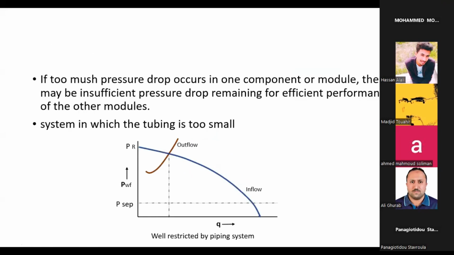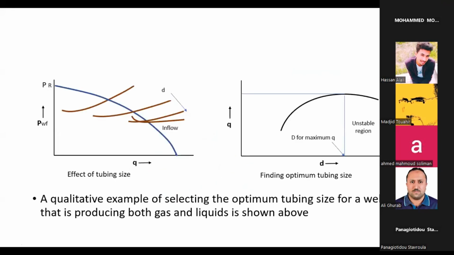But I will show you here. This is the maximum. This is how we calculate the optimum tubing size for the well. If we get a bigger tubing size, we'll get better production. Then we reach this point, where a bigger tubing size will not have any effect on the outflow performance. So this is how we can calculate the optimum tubing size. This is the rate against the diameter, and when we reach this point, we get the optimum. If we choose bigger than this one, we'll move to the unstable region.